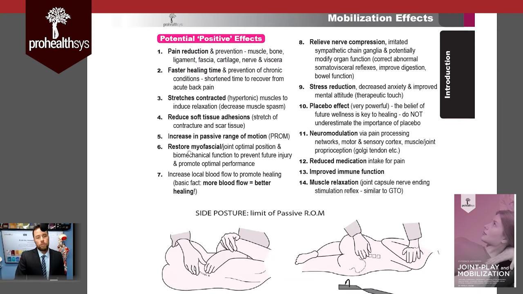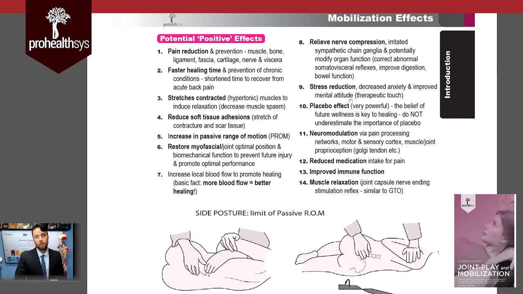Increase passive range of motion. You might restore optimal positioning, potentially. You might increase blood flow. As we know, that's a major component of healing. You might relieve nerve compression if it's irritated. You might reduce stress and anxiety. I would suggest to you all, breathing technique helps the patient relax, but it also helps your adjustments go a little bit better. Use breathing technique.